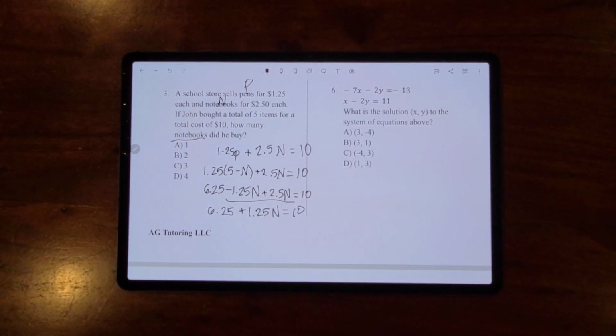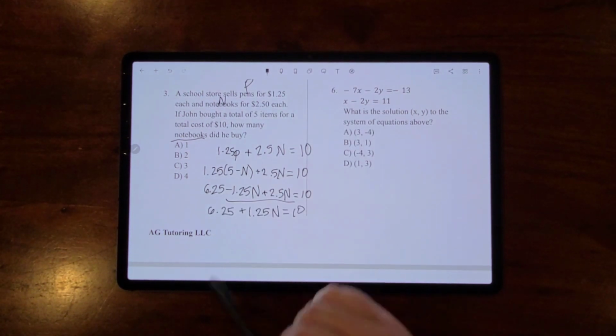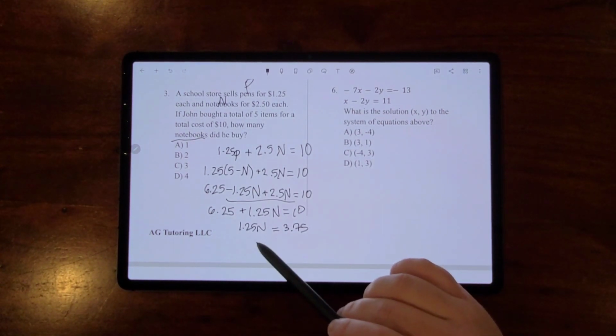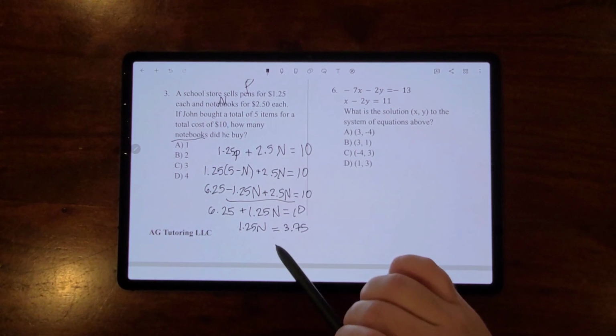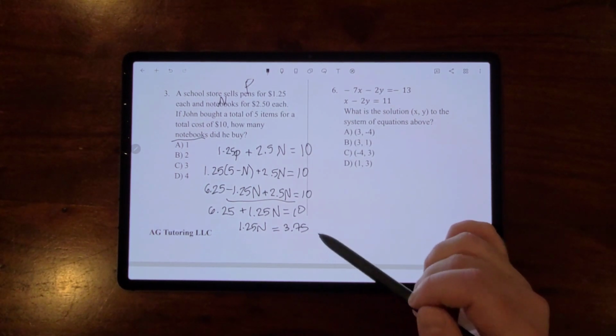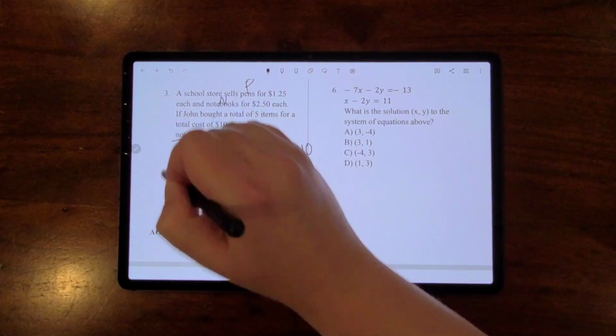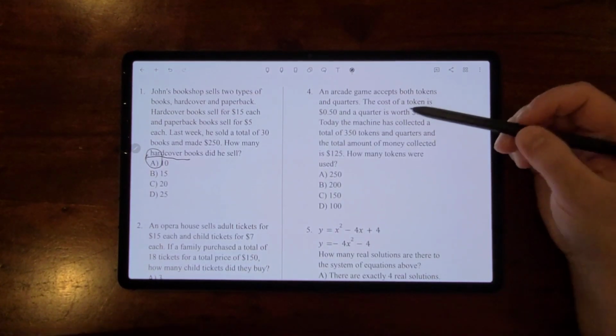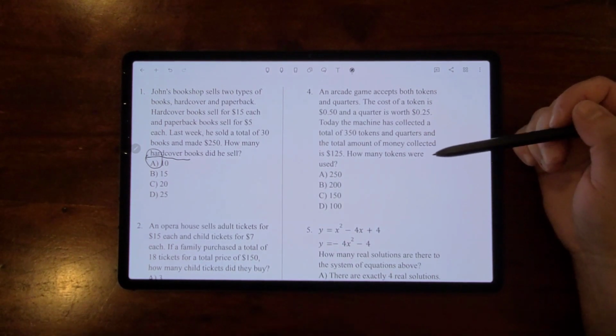And then I'm trying to solve for N, so I want to get N by itself by subtracting that 6.25 from each side. So then I get this, and now to get N completely by itself, I have to divide by 1.25 on each side. So then N would be 3 when I do that, so the answer is C. Again, pause to read if you'd like to do that first, but here's the explanation for number 4.